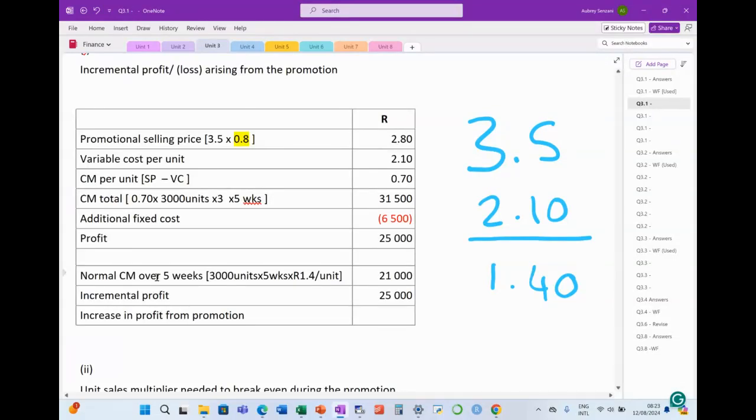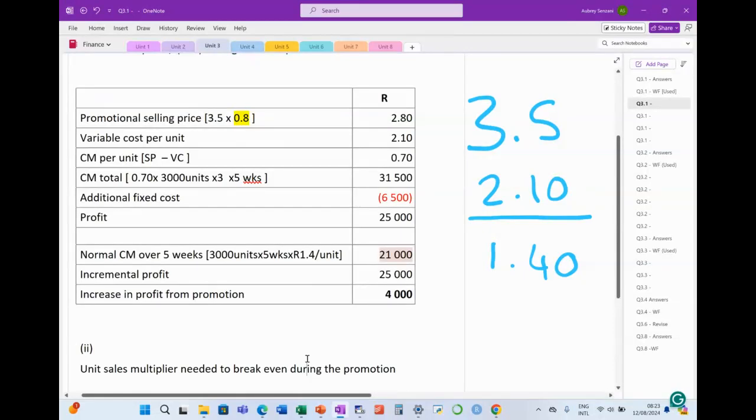Okay. So this is our contribution margin without the promotion. And here we see we made the profit of 25,000. So the difference between the two will now be our incremental profit that we would realize as a result of the promotion, which, as Ash has just mentioned, is 4,000. Okay. So that's the first part.